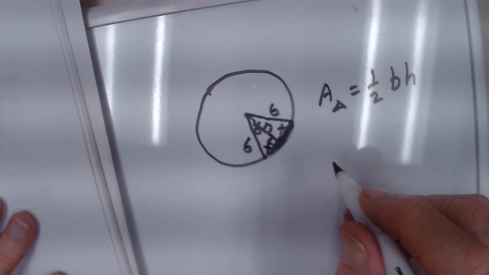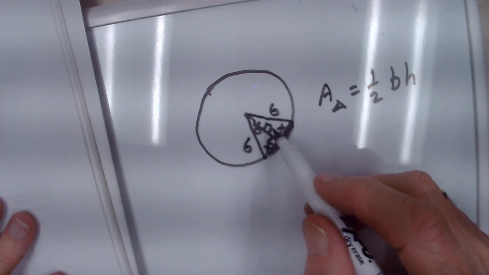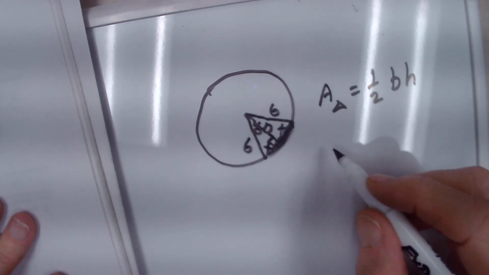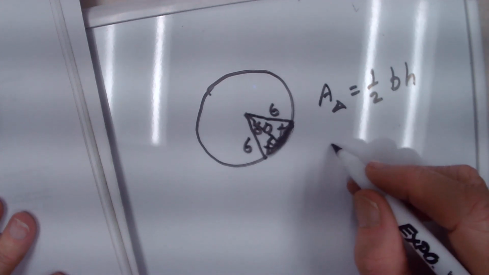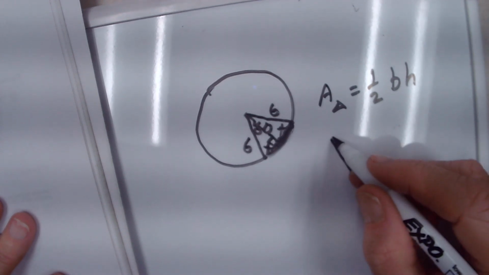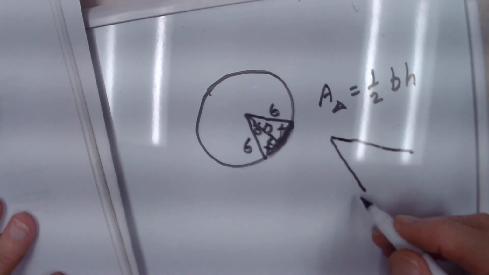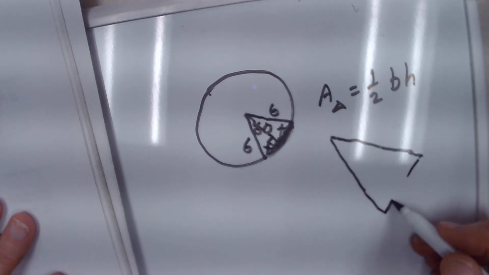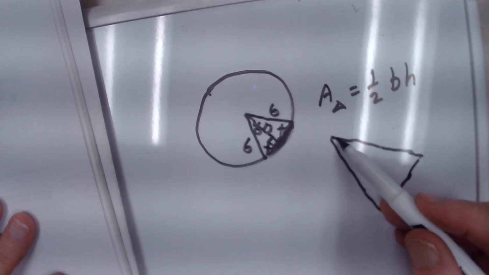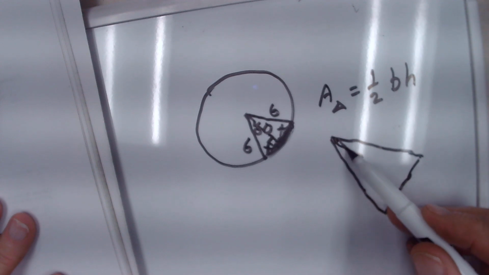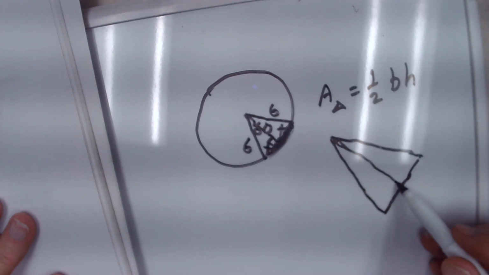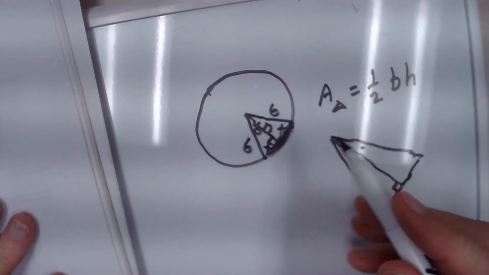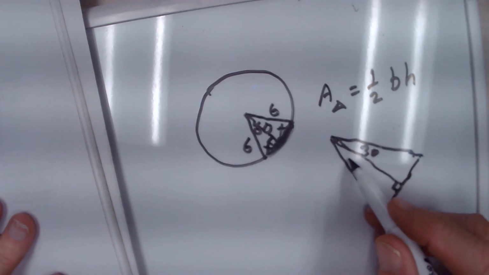I need to draw this again a little bigger. Let's do it like this. Okay, there we go. Whoops, that's supposed to come out of the middle to there. So that means if this is 60, this has got to be 30 and 30.